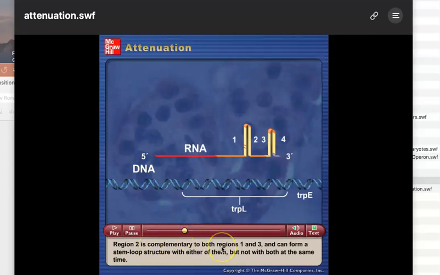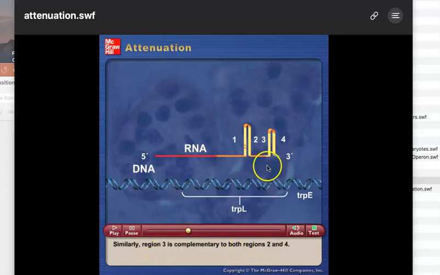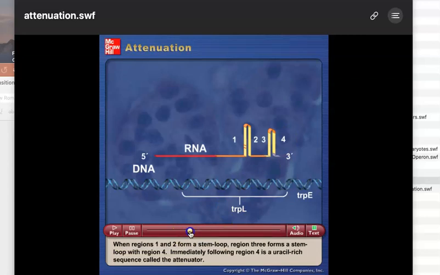Region 2 is complementary to both regions 1 and 3. So this is region 2 here. In this form, you see it binding to region 1, but it's also complementary to region 3 here. So region 2 can actually form a loop with either 2 and 3 or 1 and 2. Similarly, region 3 is complementary to both regions 2 and 4. That's pretty self-evident. When regions 1 and 2 form a stem loop, as you see here, region 3 forms a stem loop with region 4.